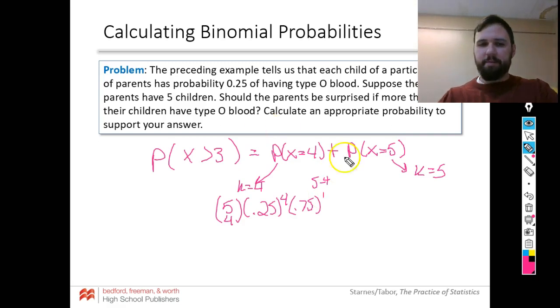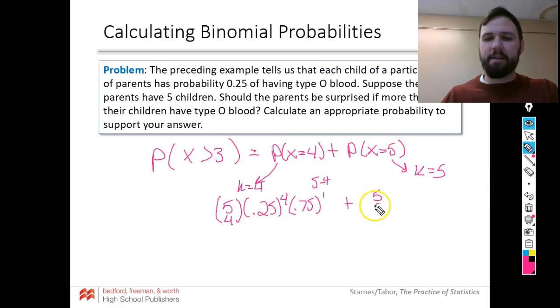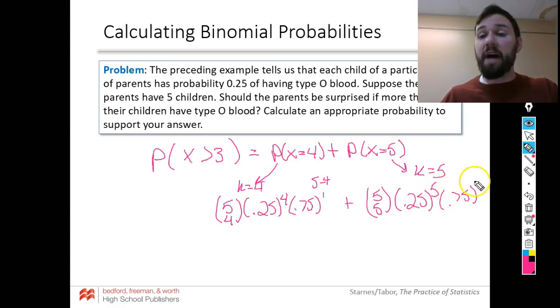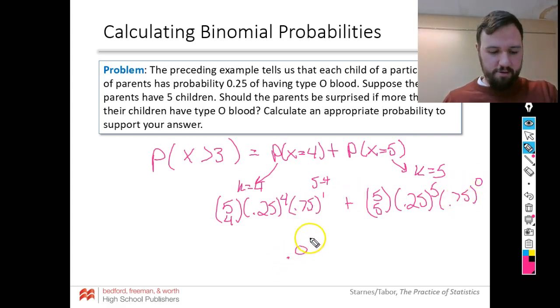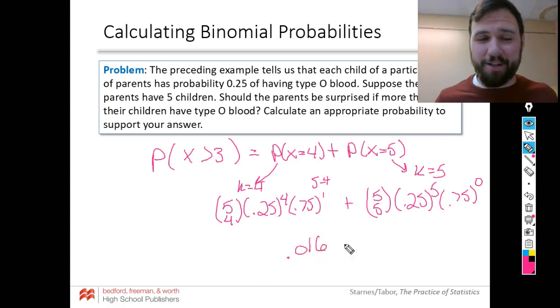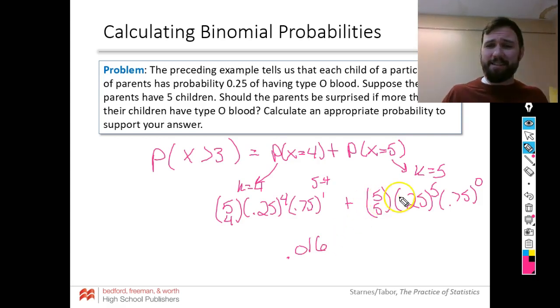Right? I'm going to find that. I'm going to add it to 5 choose 5 times 0.25 to the 5 successes now times 0.75 to the 5 minus 5, which is 0. And when I do this, I got 0.016. Uh-oh. That's pretty low. Awkward conversations there. That means there's a 1.6% probability of having more than 3 children with type O blood with these 2 parents.